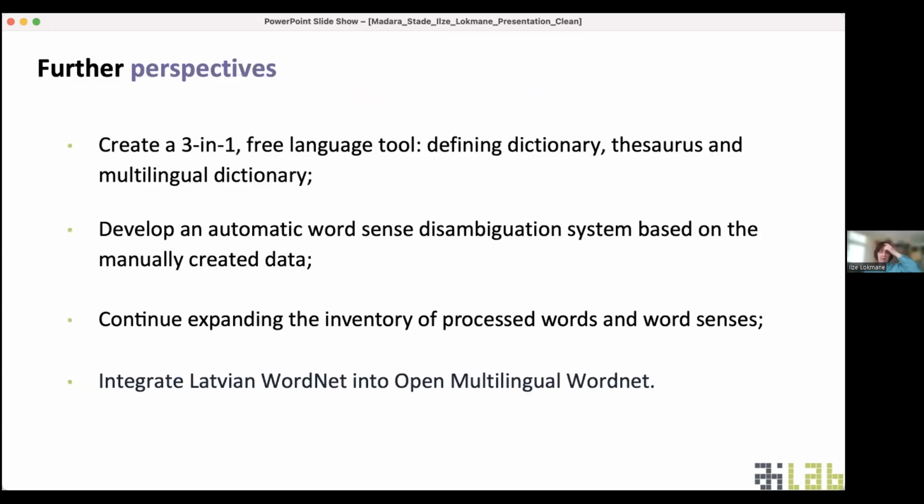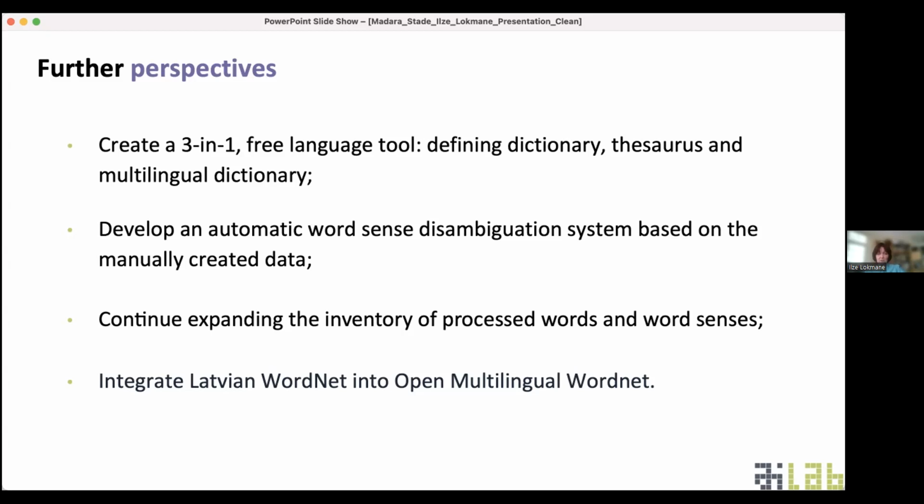Thank you. And now we come to the last slide regarding our further perspectives. So our goal is to create the so-called 3-in-1 language tool, which would combine defining dictionary, thesaurus, and multilingual dictionary. And which is also important, it will be a free access language tool. Another perspective, to develop an automatic word sense disambiguation system based on the manually created data. So this goal was already mentioned before. We consider it to be a very important one.